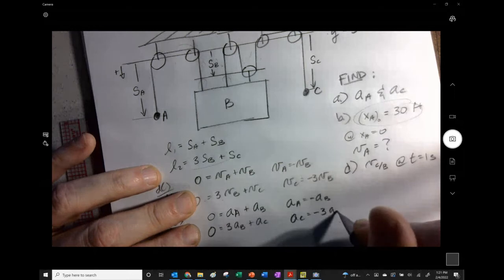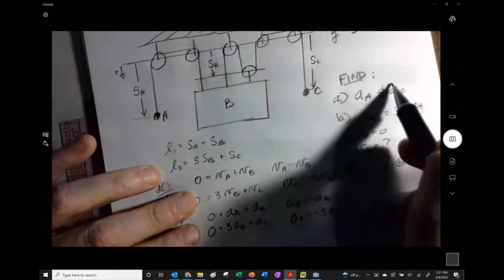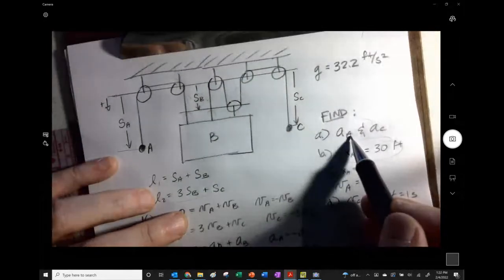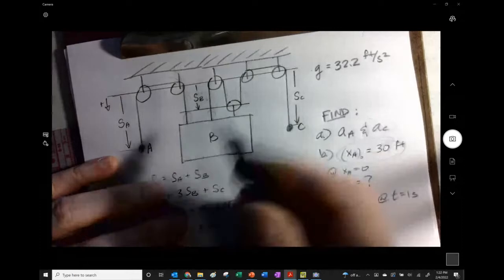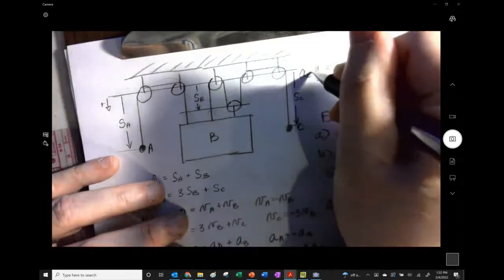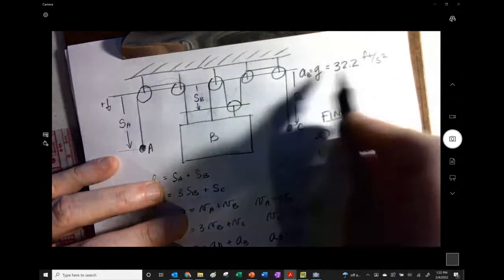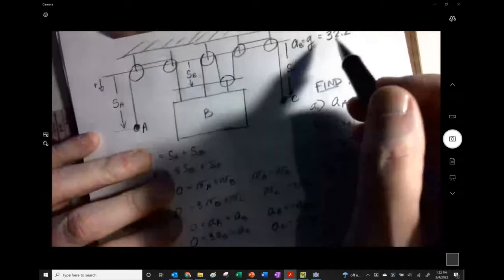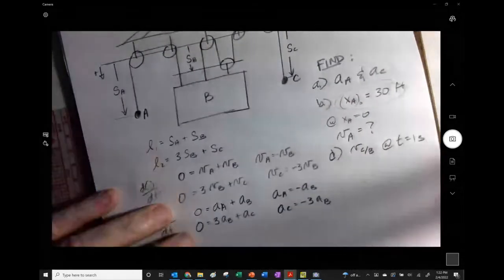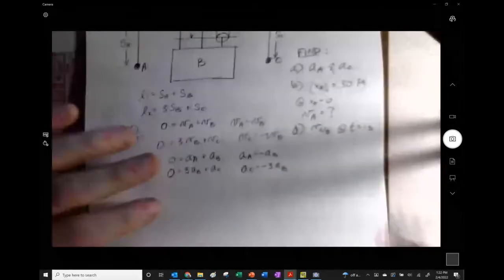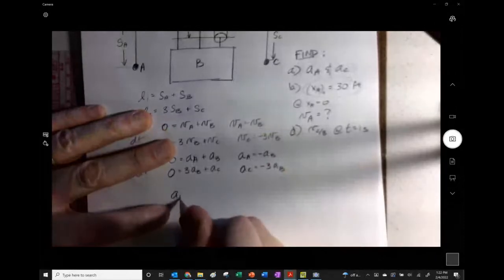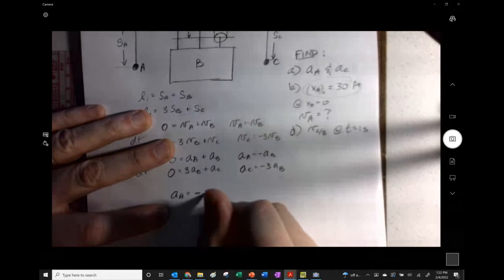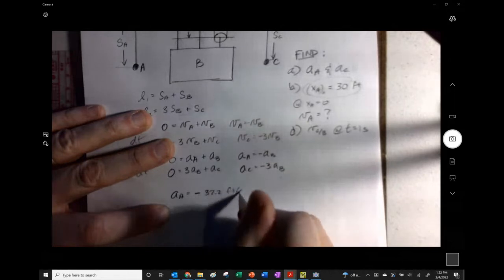Okay, so this first problem right here, they want to find the acceleration of A and acceleration of C. They told us that the acceleration of B is going to be 32.2, and we said that down was positive, so I'll leave this as positive right now. So we can find part A of this. Let me zoom out, and say that the acceleration of A is going to be negative 32.2 feet per second squared.